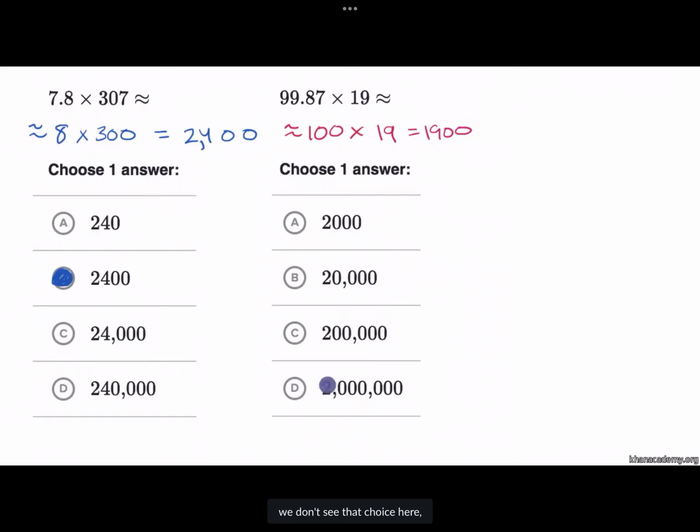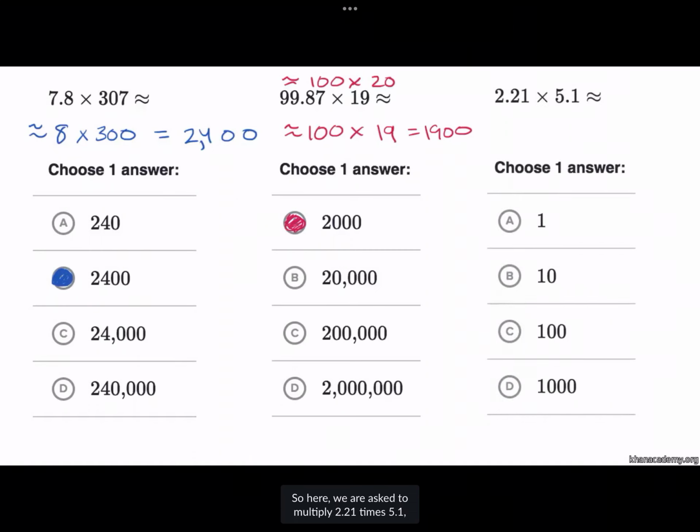But notice, we don't see that choice here. We could say, look, 1900 is definitely much closer to 2000 than any of these others. So that might be a good approximation. Now, how did they get 2000? Well, they rounded both of these numbers. They said this is approximately 100 times 20. So it's not that it's the right thing to do to round this 19 up to 20. If you could do 100 times 19, this is actually going to give you a slightly more accurate result than doing 100 times 20. But 100 times 20 is even easier to estimate in your head. But either way, the closest choice here, and that's why I guess these had to be multiple choice questions, is 2000.